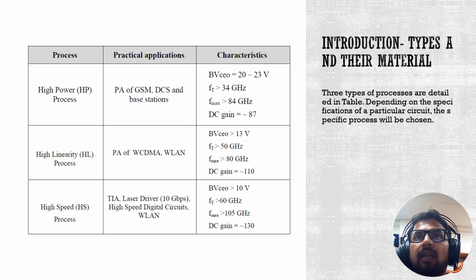Here the practical applications are PA, GSM, DSCs, and base stations, with different characteristics: BVCEO is 20 to 23 volts, fT is greater than 34 gigahertz of frequency, and DC gain is almost near 87. Similarly, PA for WCDMA and LAN. These are the basic pieces of information about the different types of processes.